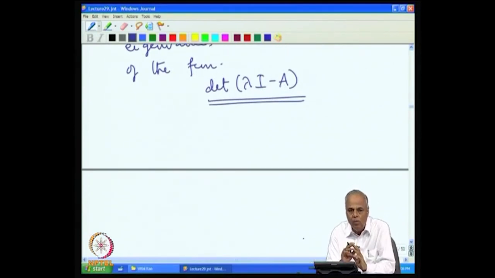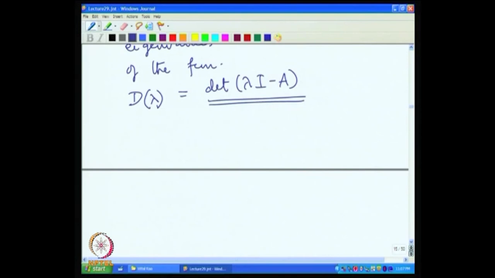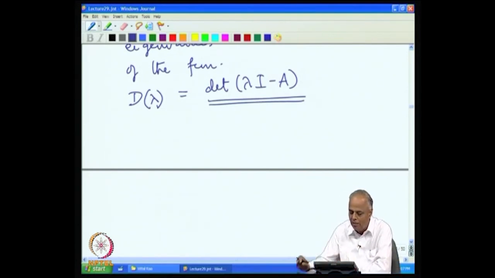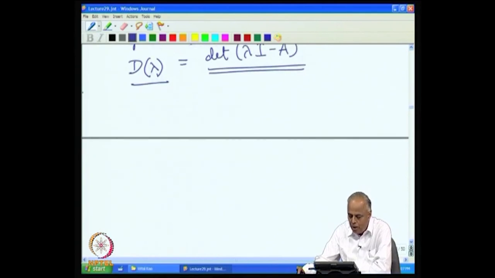So, now we know, given the matrix A, how do you go about searching for the eigenvalues? First, you construct this function, which is now a function of lambda, we will call it d lambda. Whichever point at which this function becomes 0, that is going to be an eigenvalue. If 4 is a point such that d 4, that is determinant of 4 I minus A, is equal to 0, then automatically 4 must be an eigenvalue. So, every root of this function d lambda must be an eigenvalue of A.